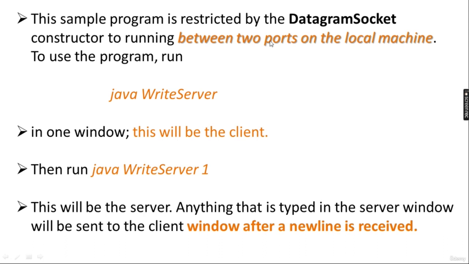The sample program is restricted by the DatagramSocket constructor to running between two ports on the same local machine. You don't need different machines. To use the program, run java WriteServer in one window. This will be your client. Then run java WriteServer 1. This will be the server. The same program is run twice. Anything that is typed in the server window will be sent to the client window after a new line is received. At each and every new line character \n, the data will be transmitted from one port to another port.